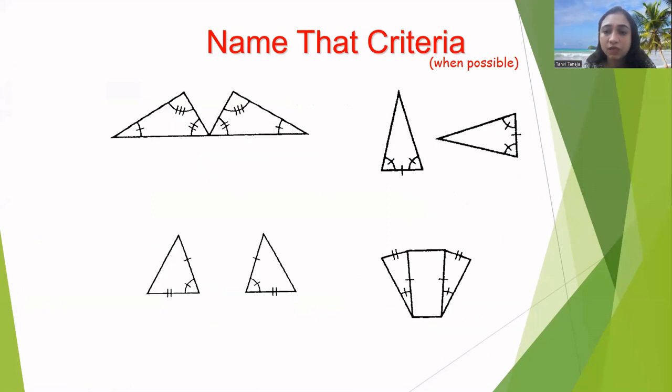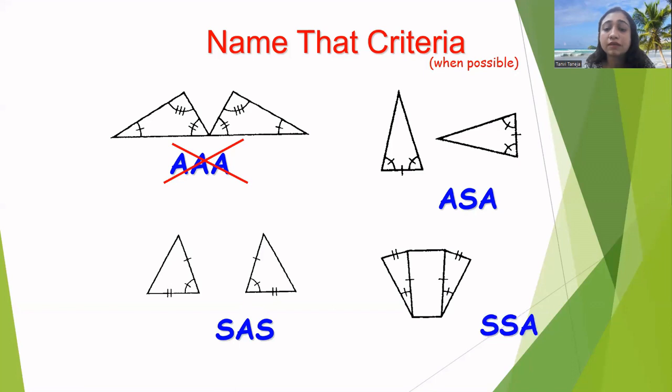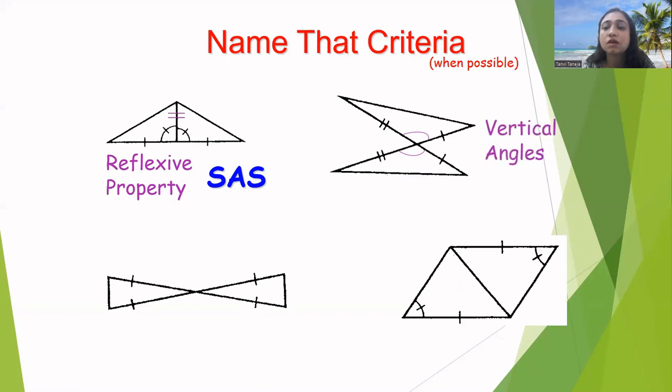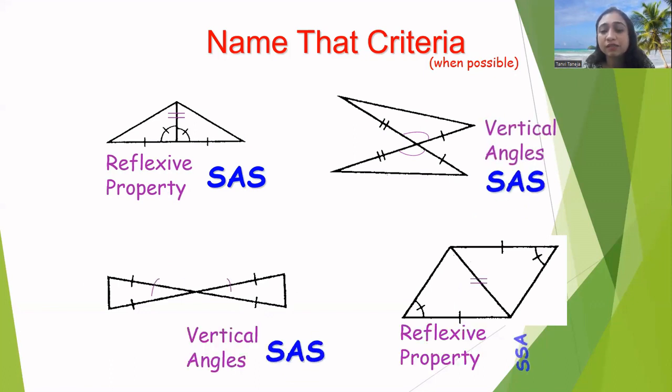We have one more thing which has been given to you. So you can again pause this video and then attempt. So clearly it has been mentioned that AAA is not any type of criteria. So there are 3 sheets which have been given to you. Please attempt, pause the video.